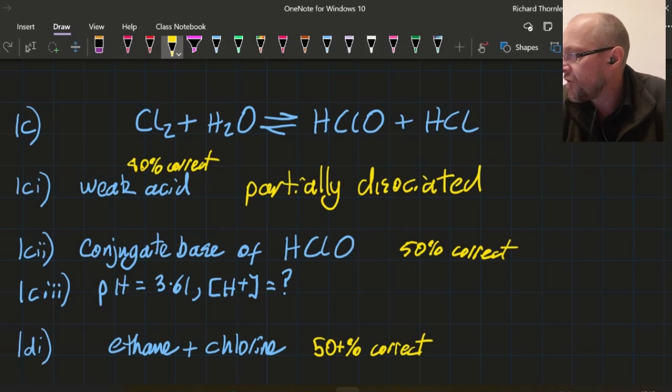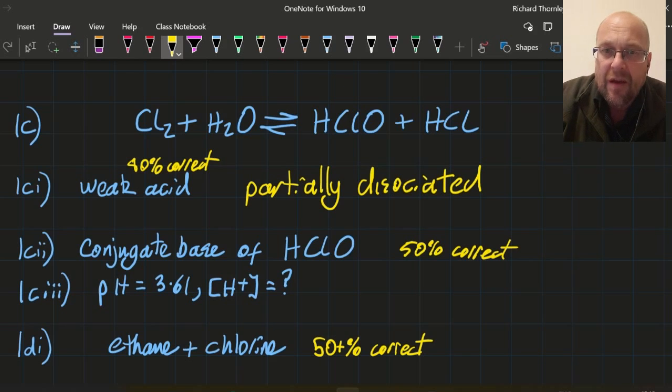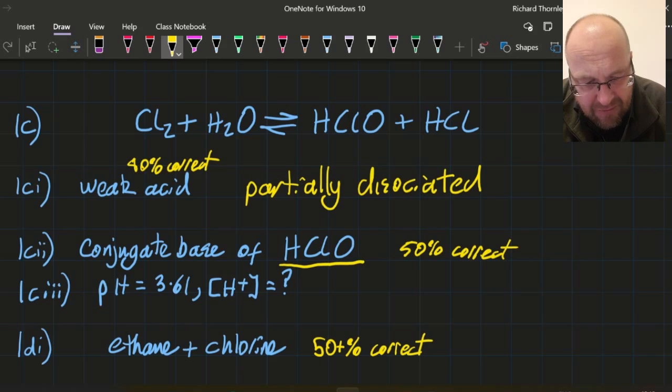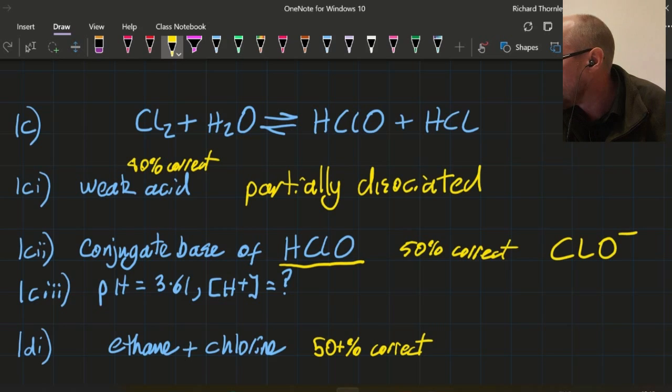The formula of the conjugate base of hypochlorous acid, 50% correct. So I think a conjugate acid is made by adding a proton. So a conjugate base has to be the opposite. It has to be by removing a proton. So the conjugate base of this is going to be ClO minus. Lovely, 1 point.